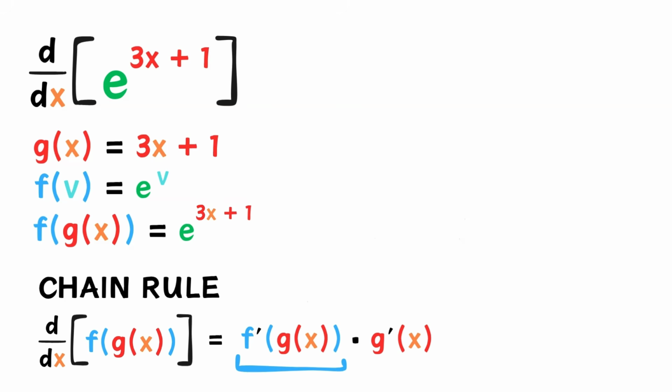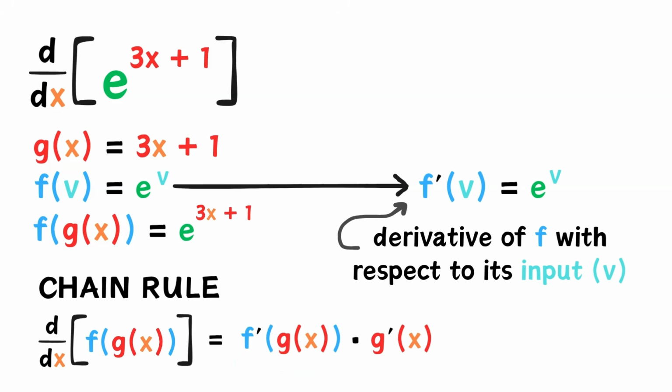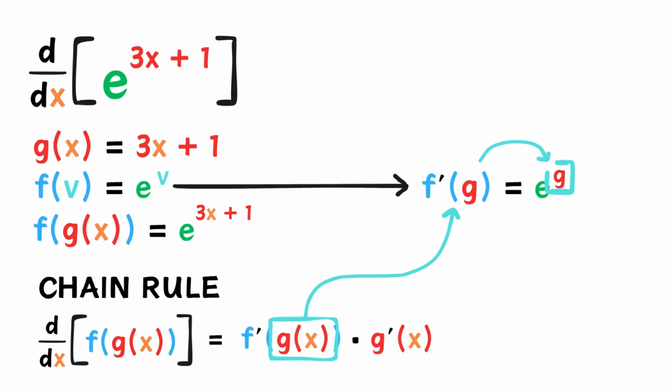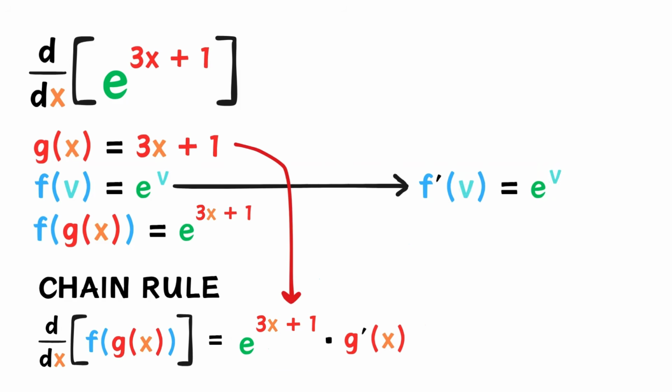Now let's use the chain rule. First, let's take the derivative of f evaluated at g. The derivative of e to the v with respect to v is just e to the v. If we set v to g of x, we know that g is 3x plus 1. So e to the power of g is e to the power of 3x plus 1.